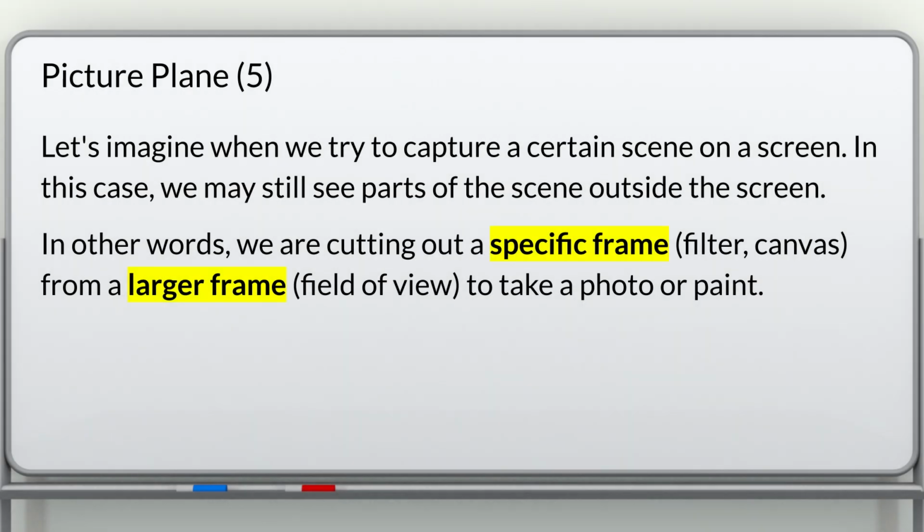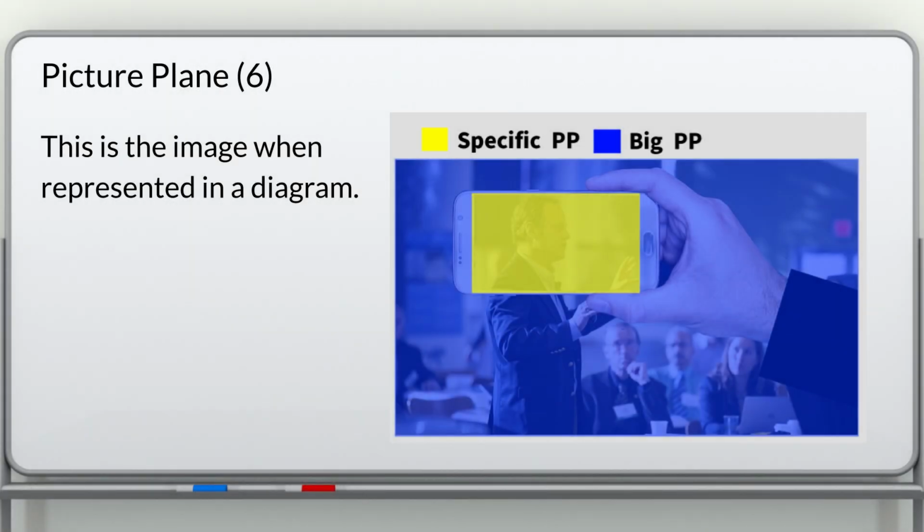Let's imagine when we try to capture a certain scene on a screen. In this case, we may still see parts of the scene outside the screen. In other words, we are cutting out a specific frame from a larger frame to take a photo or paint. This is the image when represented in a diagram.